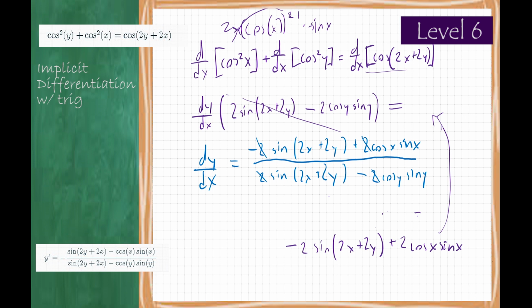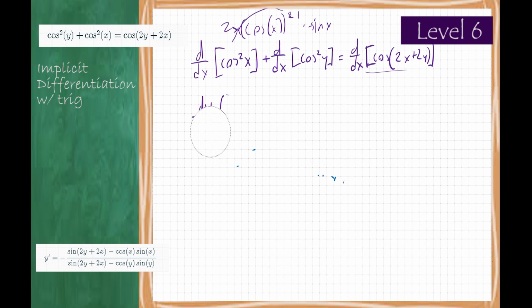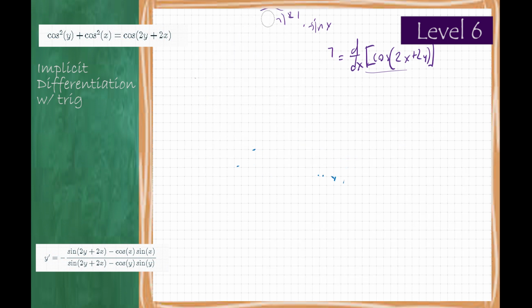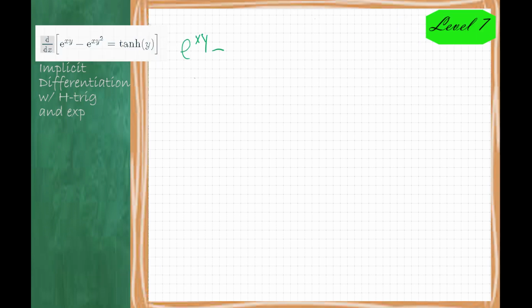Now for level 7, we'll be doing implicit differentiation again, but now with hyperbolic trig functions, and we'll include some exponentials there. So e to the xy minus e to the xy squared equals the tanh of y.